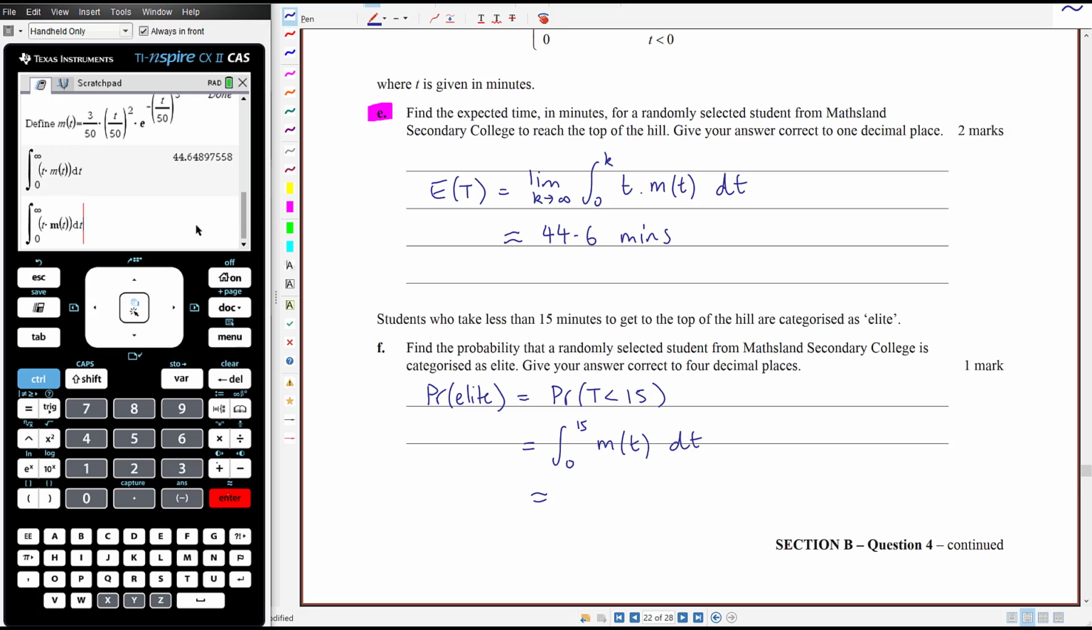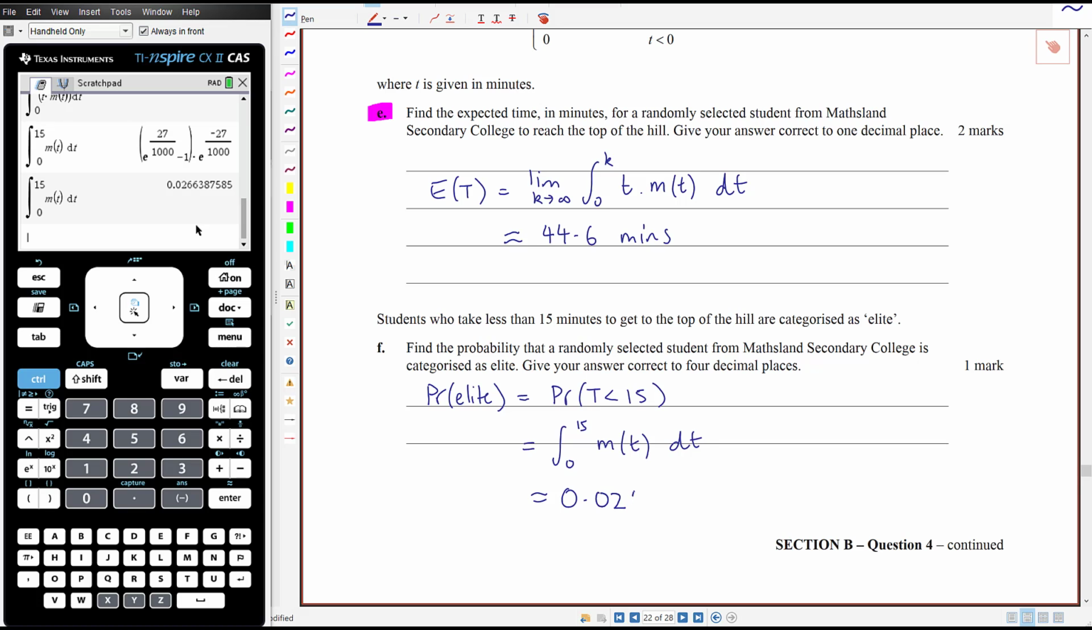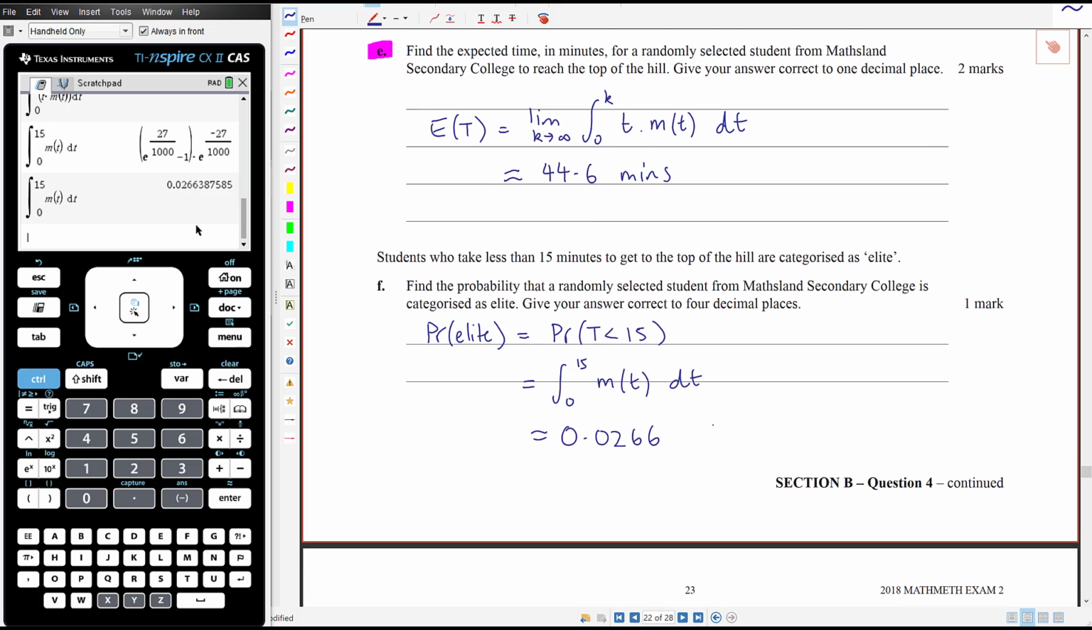So just be careful with this. It did note in the examiner's report that a couple of people had clearly calculated the integral from 0 to 15 of t times m of t, and I suspect that was a CAS issue, not editing their previous calculation. And we want correct to 4 decimal places, so control enter, correct to 4 decimal places, that is 0.0266. Okay, again, not relevant in 2020, part F.